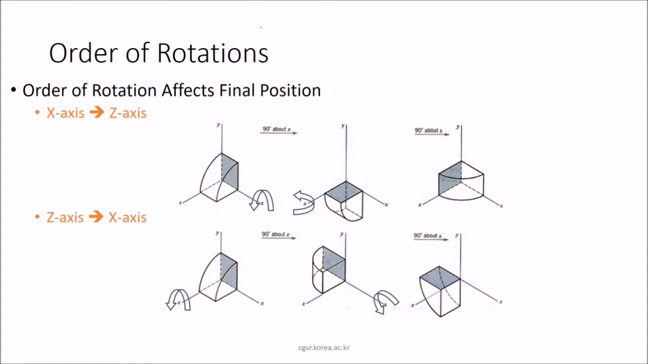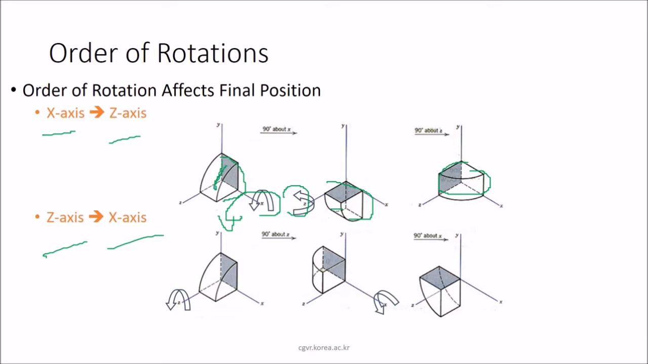Then the order of rotations: this affects the final position, how it is going to affect the final position. Because this is the x-axis, you want to convert it or go along the z-axis, or from the z-axis to the x-axis. So this is your original version. Now you rotate it along the x-axis. Once you rotate it along the x-axis, you'll get it like this. Now you will rotate it along the z-axis. So you'll get this. This is how the order works.